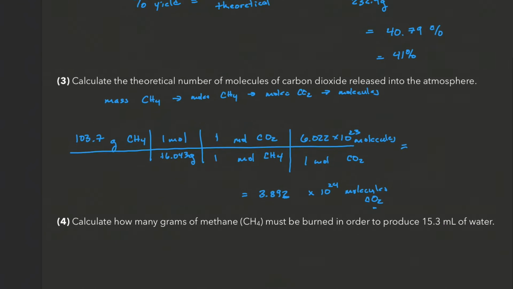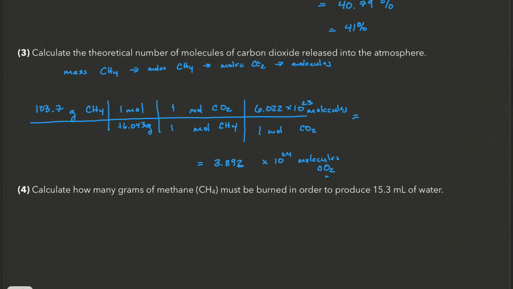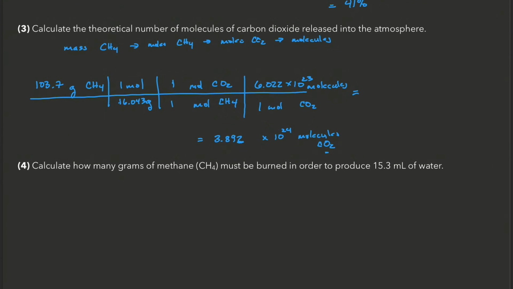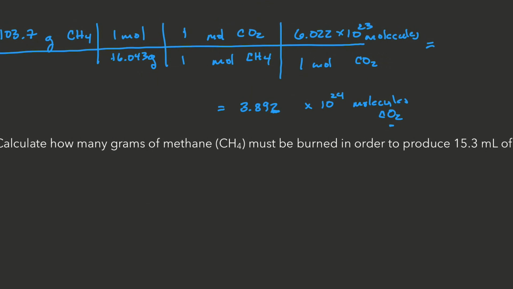Okay, so let's try this last one here because I wanted to pull in a little density problem, which we haven't done in a while. So this says calculate how many grams of methane must be burned in order to produce 15 milliliters of water. So one, I'm at a completely different, now I'm working backwards. So different than the first 2, I was working forward. Now I'm working backwards. So let's see here, process again.